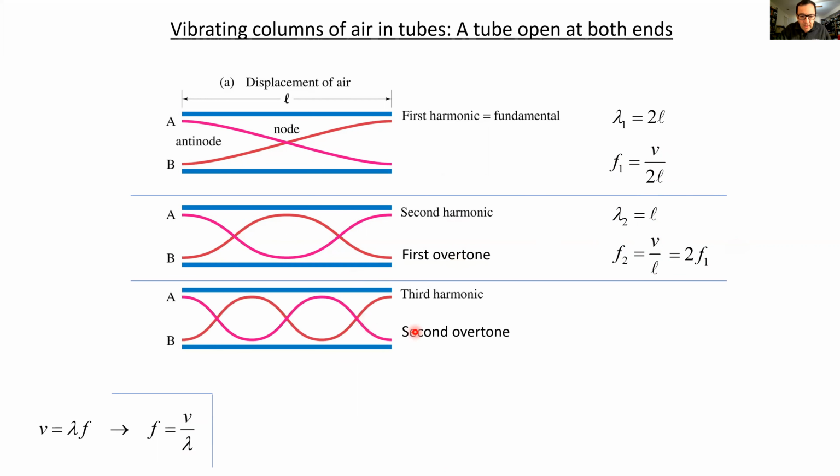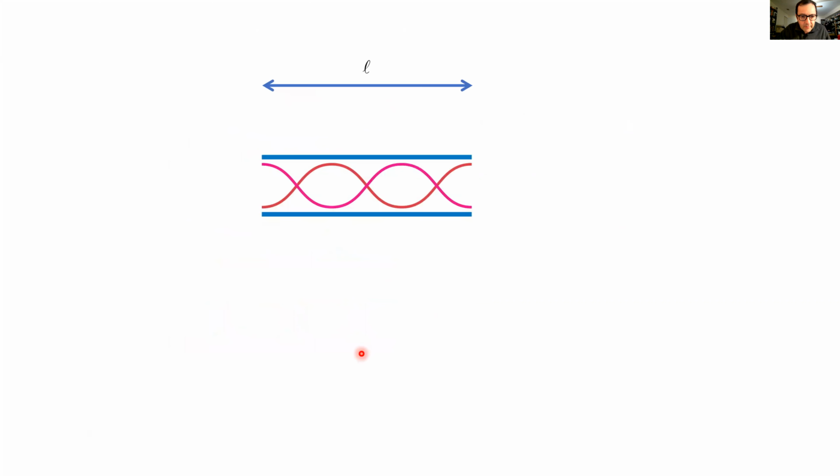Now let's talk about the third harmonic. This one gets a little more complicated. So now we have three nodes, right? Node, node, and node, where the air doesn't move, doesn't move, doesn't move. And in between, the air moves back and forth. And that's the third harmonic, or the second overtone. Let's think about what a wavelength is in this case. So let's draw the picture like this. And you can see a wavelength like that.